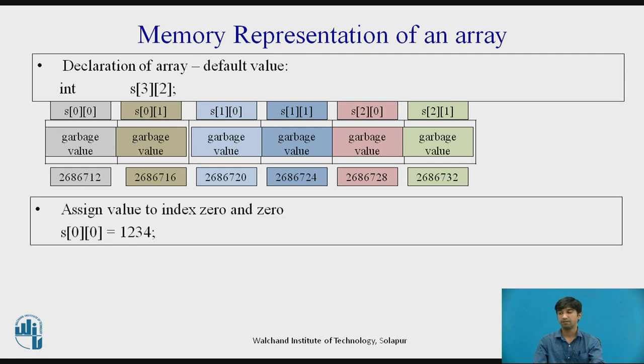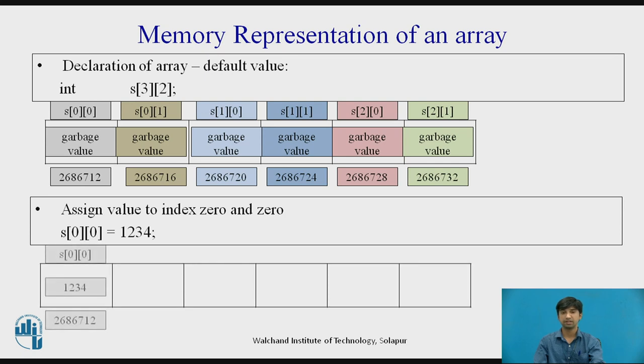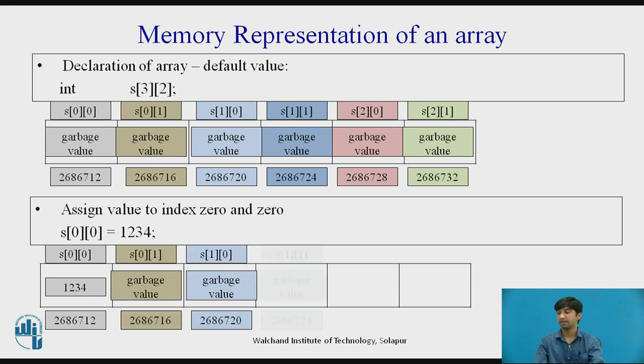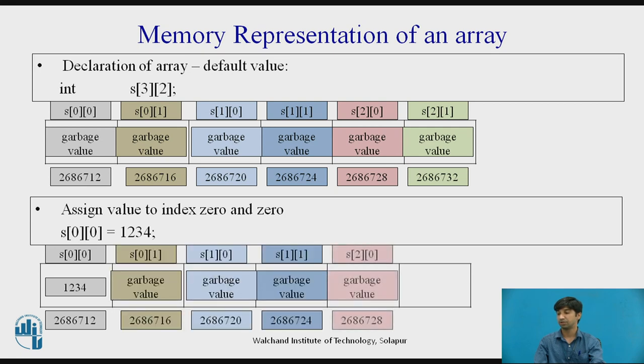Now suppose when I assign a value to index 0, 0, it means s[0][0] equals 1234. The above statement assigns the zeroth row and zeroth column element in the array with a value of 1234. Pictorial representation of the array which we have discussed above is shown below. So all other elements other than the zeroth row and zeroth column index element will have garbage values assigned to them.